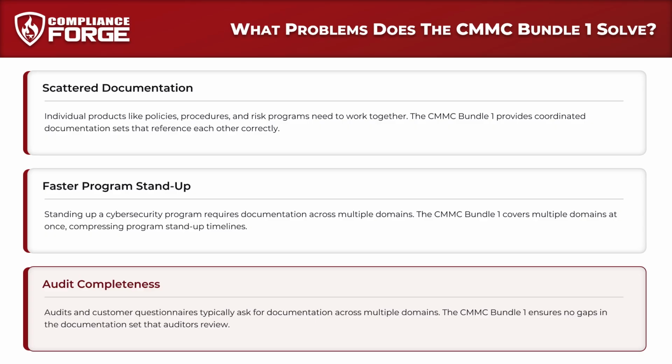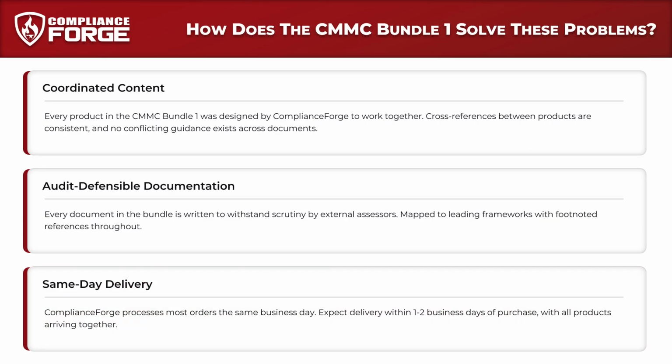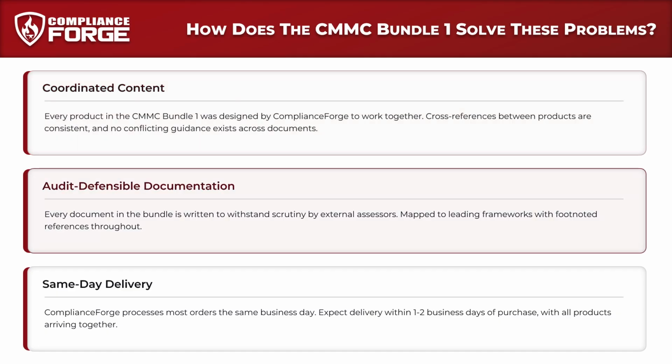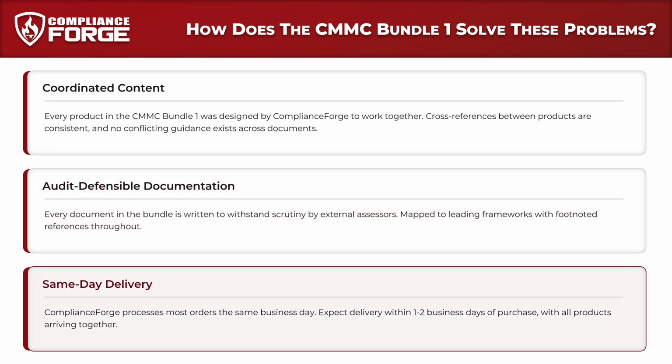The CMMC Bundle 1 addresses those challenges with a pre-assembled, coordinated set of products at a discount. Every product in the bundle was designed by ComplianceForge to work together. Cross-references between products are consistent, and no conflicting guidance exists across documents. Every document is written to withstand scrutiny by external assessors, mapped to leading frameworks with footnoted references throughout. And ComplianceForge processes most orders the same business day, with all products arriving together.